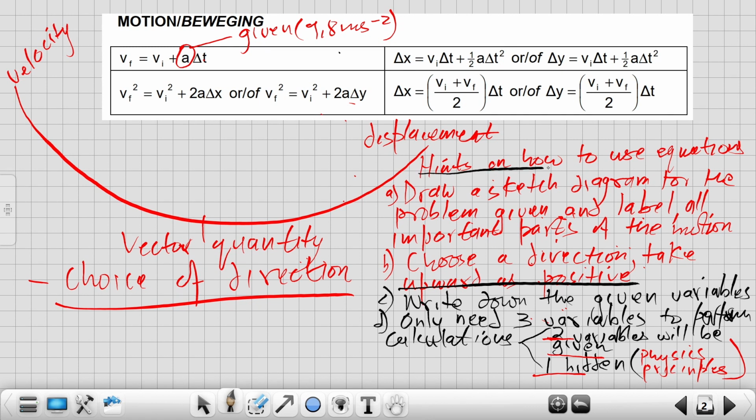Under the hints here, it says draw a sketch diagram for the problem given and label all the important parts. So when we get into a part where we must do a calculation, I will draw a sketch, label it, and then choose my direction. And then we agree that if we have an upward motion, then we will choose our upward as positive. Then write down the given variables, and we only need 3 variables to perform calculations, of which 2 variables will be given and then 1 will be hidden.